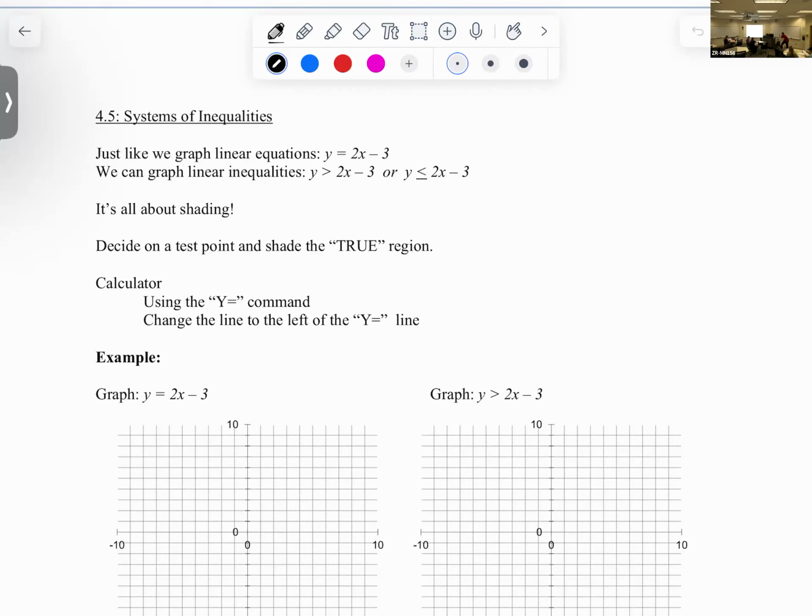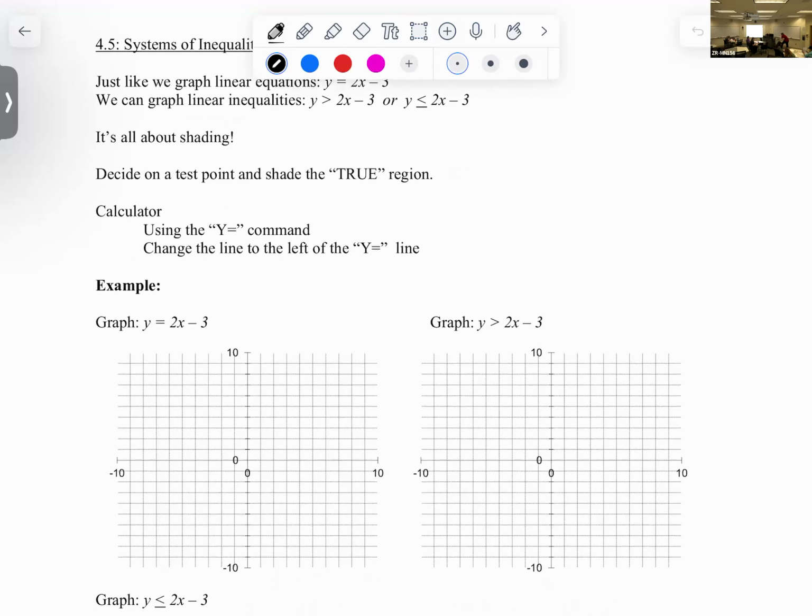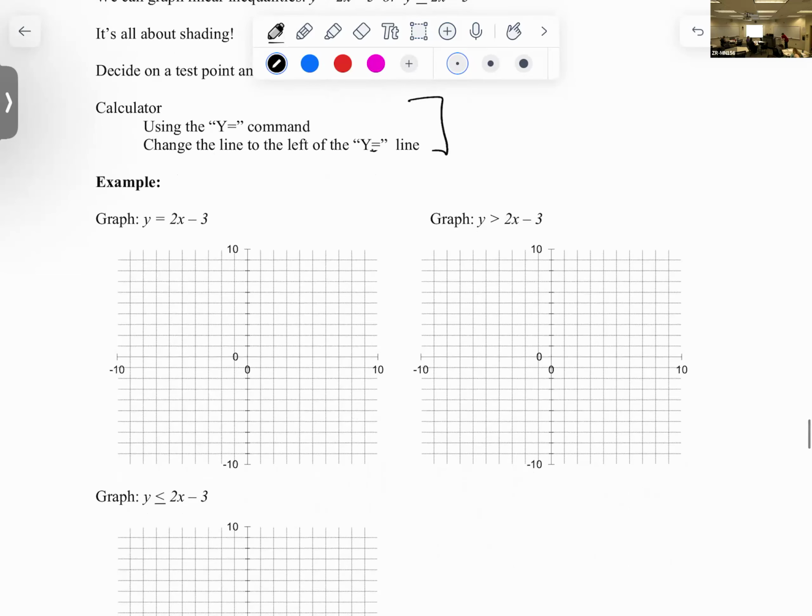So we looked at graphing inequalities in one dimension, right? Now we're going to graph inequalities in 2 dimensions. Everything starts the same, but the big part is how we react to the line. Also, a note on the calculator commands: the y equals, and then you change the equal piece, and you can adjust this in your calculator. Happy to show you how to do that if you want some assistance.